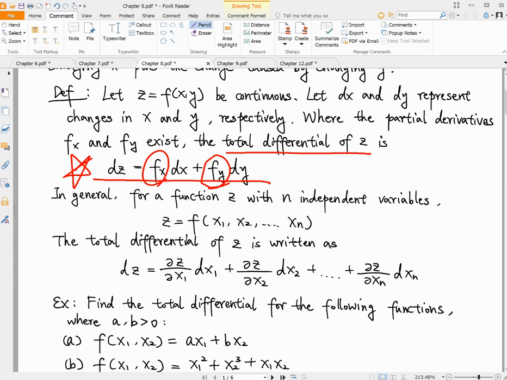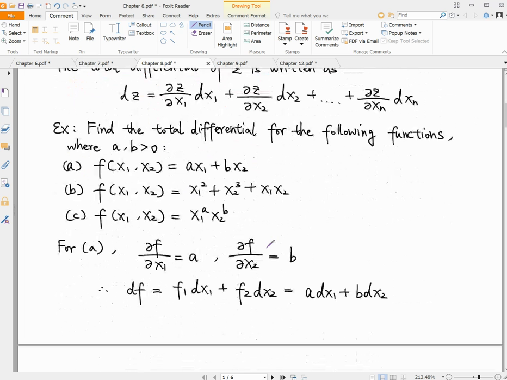For the total differential, you have to write something like fx times dx plus fy times dy, the whole equation. Otherwise, you'll lose your point, right? Because the question is about the total differential, you have to write the function like this, not just show me fx and fy. You need to combine them into the answer for the total differential to get full credit. Okay.